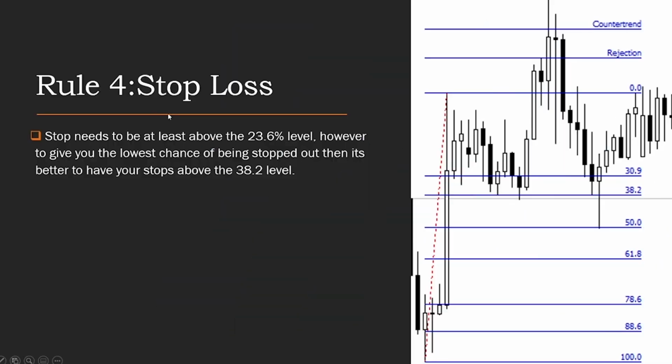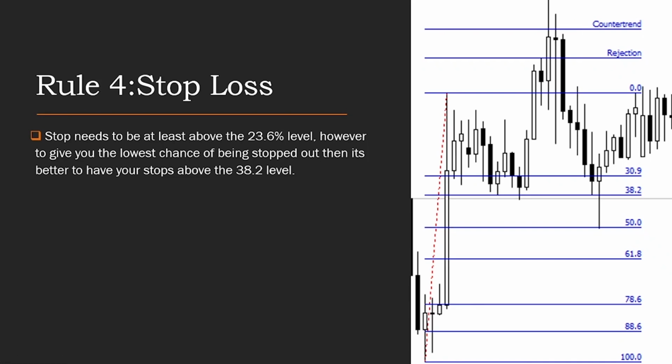On to the stop loss. Where do you put your stop? As I said before, the minimum has got to be the counter trend, but as you see in this example, it's not going to hold. You're going to get stopped out here. This wick goes all the way to here. So you actually need it ideally above the 38.2, which is the next level above. So there's multiple levels, which we'll go into.